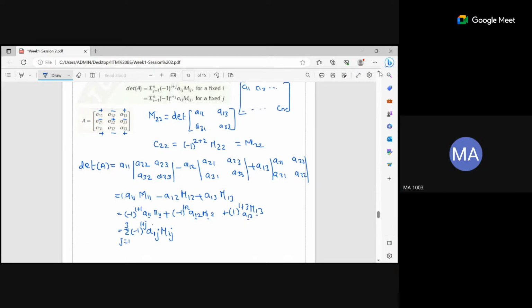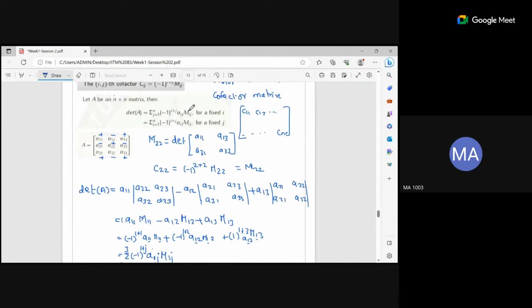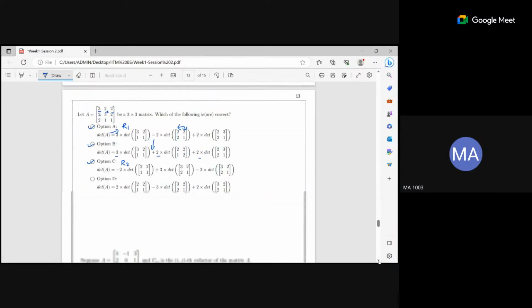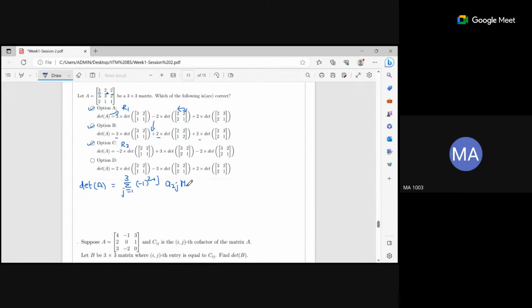Aij, Mij. So what are your i's? Your i's are nothing but 2. So A2j, M2j. Right? So if you are having this, now let's expand it. So minus 1 power 2 plus 1. And what is A21? 2. Okay. And your M21 is, you are leaving out the second row and first column. So the determinant of 2 to 1, 1.